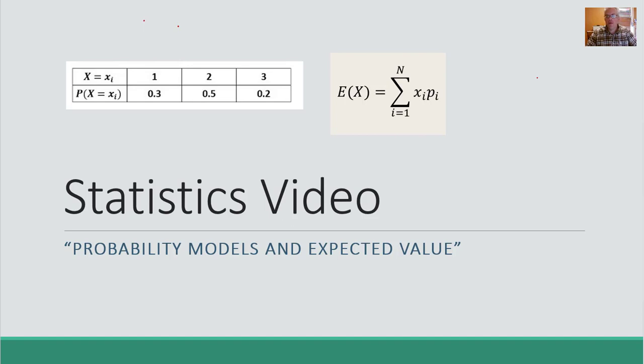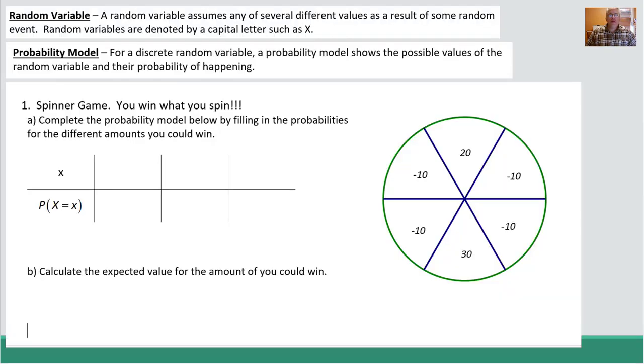In this video, we're going to do some examples related to probability models and expected value. And the goal is to give you some examples so you can complete the assignment that's in Google Classroom. All right. Well, we're going to explain what a random variable is and what a probability model is. And I think the best way to do that is just to jump into an example. So we're going to consider a spinner game.